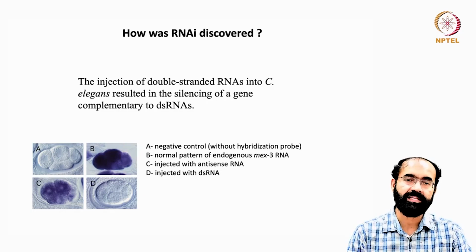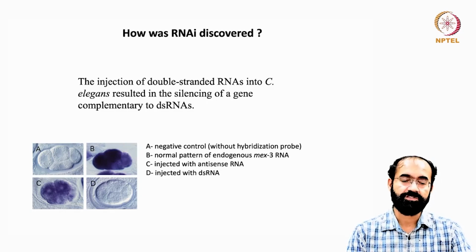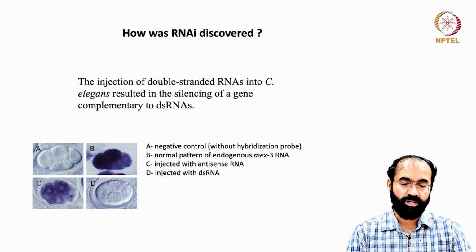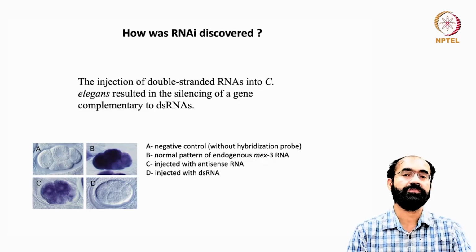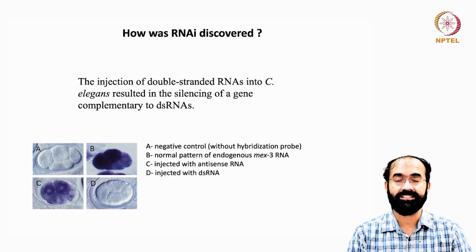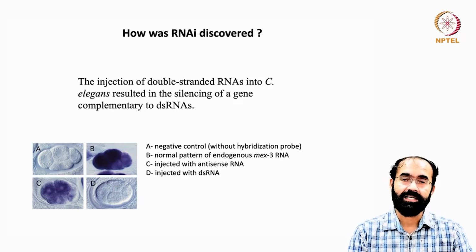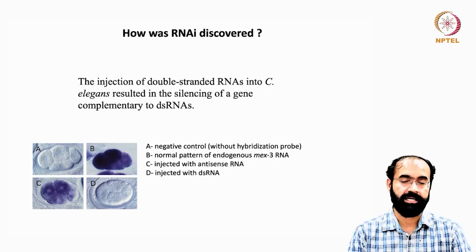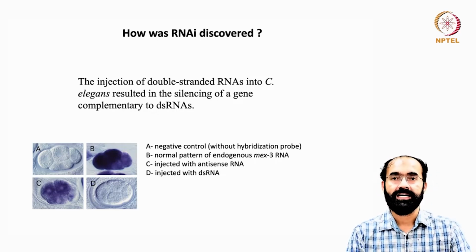That is why it is weaker than B. B is very strong. C is weak, but it is not nil compared to A or D. D is nil, not because there is a lack of MEX3 expression. MEX3 is there, it is expressing, but it is not stable because it is completely degraded because you injected double-stranded RNA for MEX3.